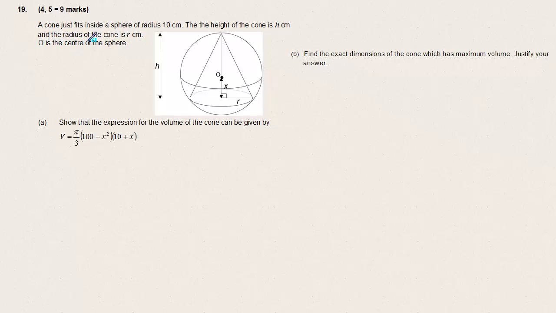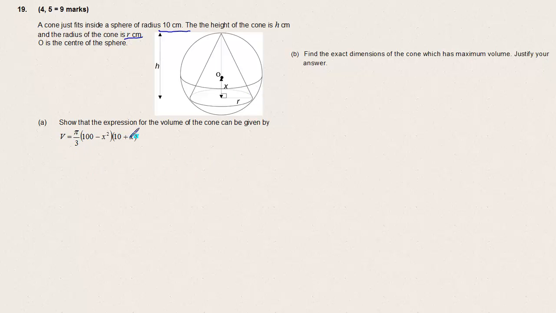A cone just fits inside a sphere of radius 10 centimeters. The height of the cone is h centimeters and the radius of the cone is r centimeters. O is the center of the sphere, so the radius of the sphere is 10 centimeters, but note that this r here, which is the radius of the cone, is not 10. This is not a radius of the sphere.